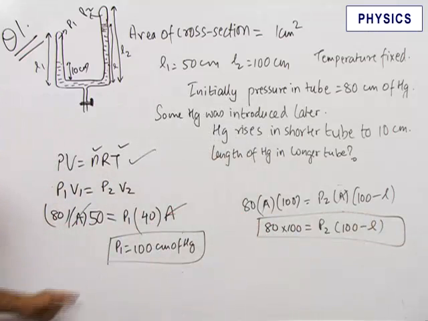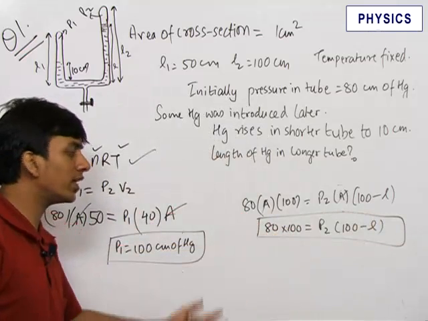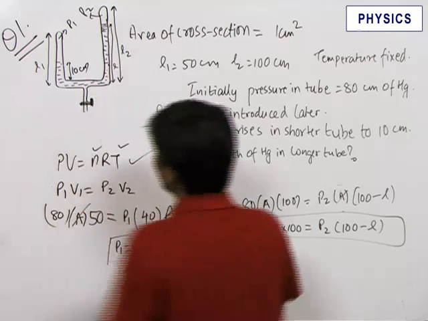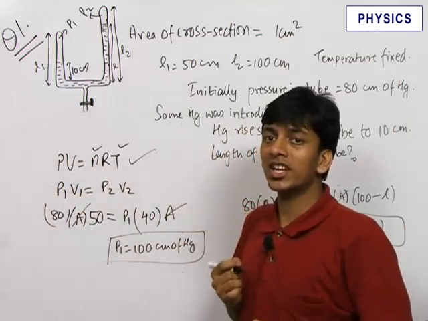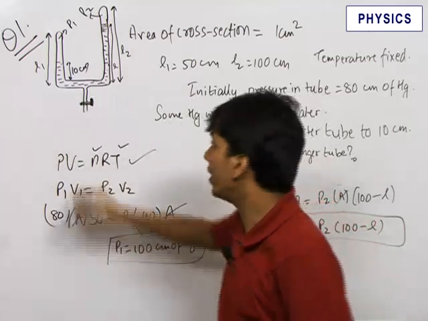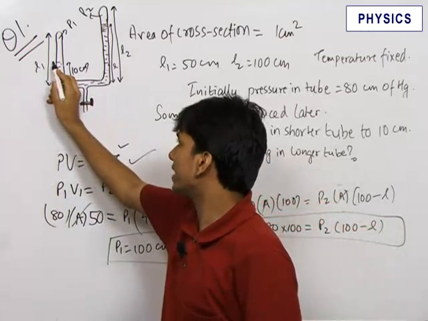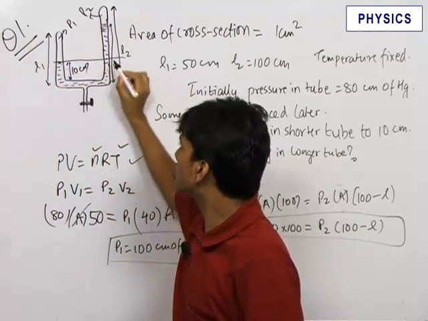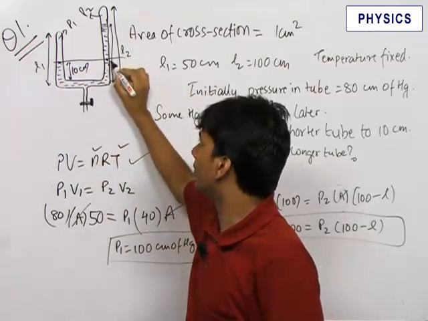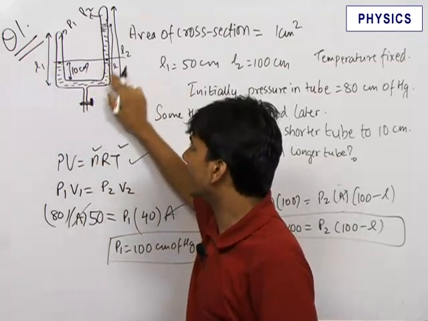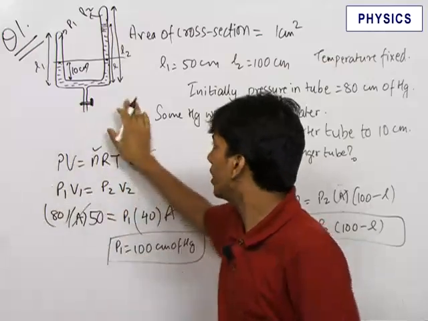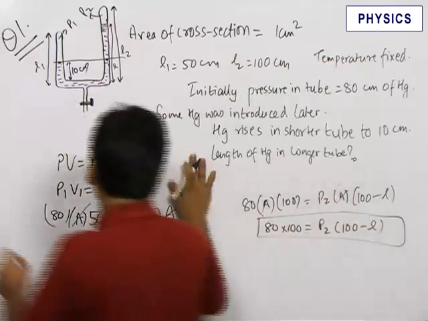Now we have three variables, P1, P2 and L, so we need another equation to solve this question. The third equation comes from the fact that in a liquid, pressure is always the same at the same horizontal level. So let us check this level. The pressure over here should be equal to the pressure over here, because this is a singly connected liquid. We already know that in a singly connected liquid the pressure is the same at the same level. Therefore we can write another equation.